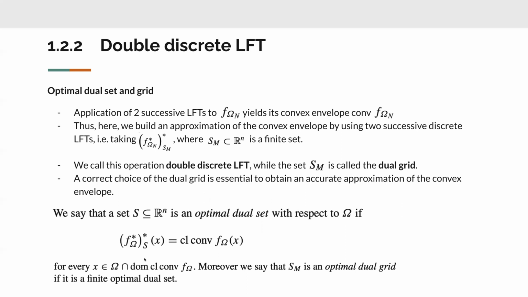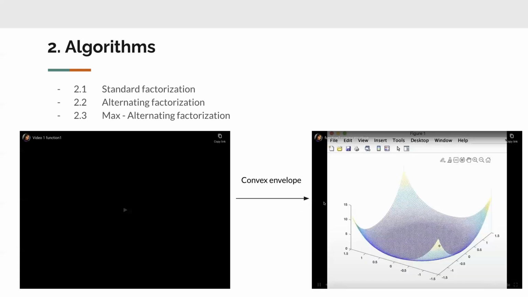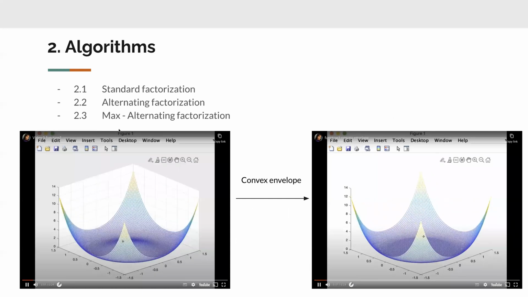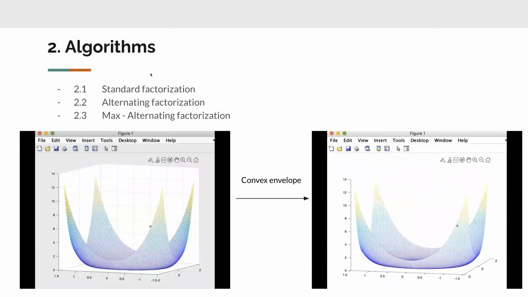That is, applying this double discrete LFT, we should be getting the closure of the convex envelope of the function on the set omega. All right. So these are the three algorithms that we are going to talk about.